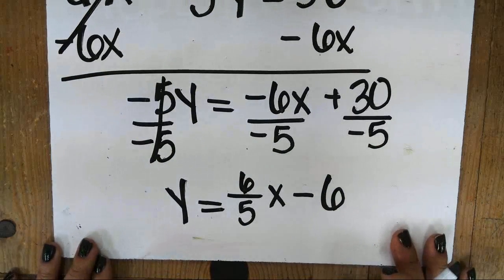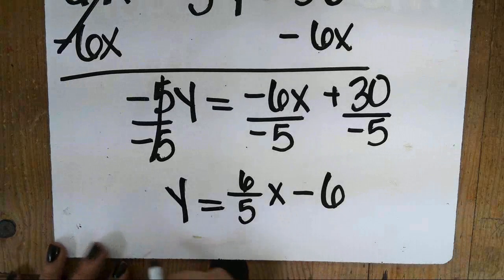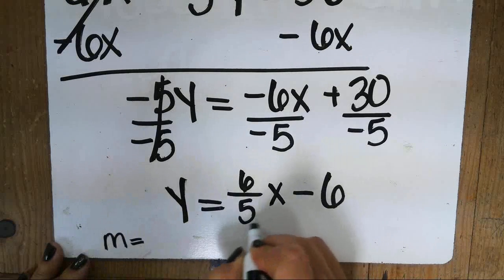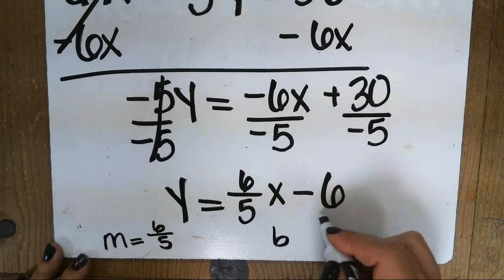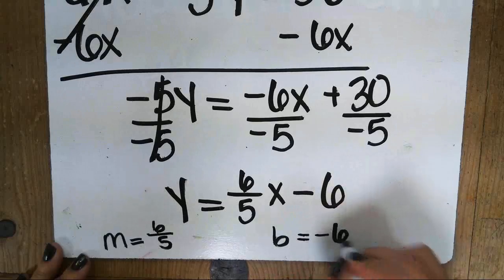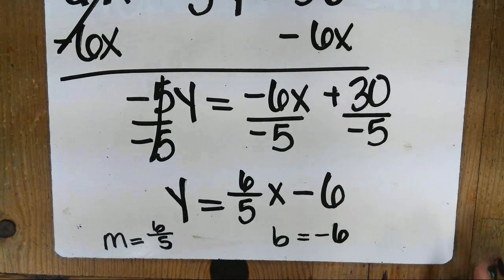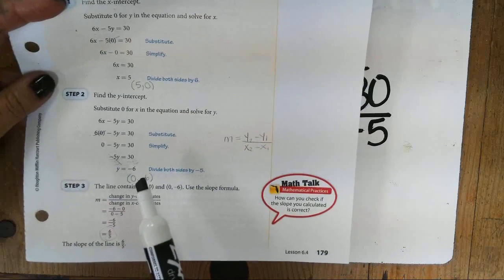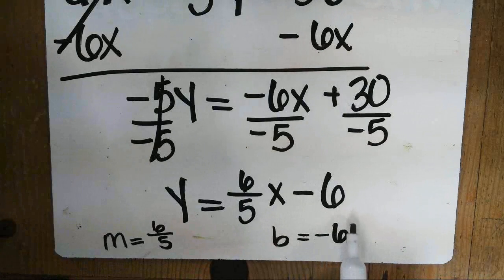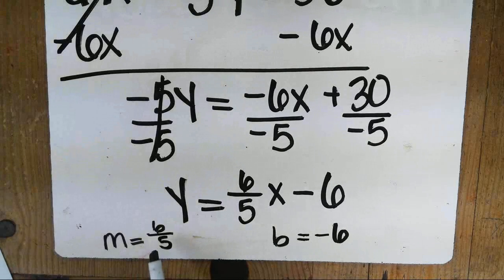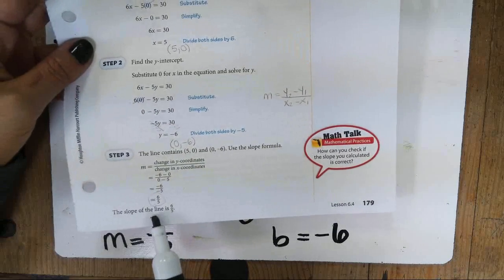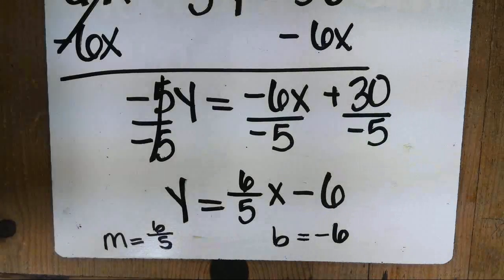And this is our slope-intercept form, like I mentioned in the beginning, where m is your slope of 6 over 5, and b, which is this number right here, is your y-intercept. Now notice, if you compare that to what we got over here, you saw that your y-intercept was negative 6, which is the exact same thing that I got here. And your slope is 6 over 5 positive, which is again the same exact thing we got over here. Okay? So what you can do is just rewrite the equation.